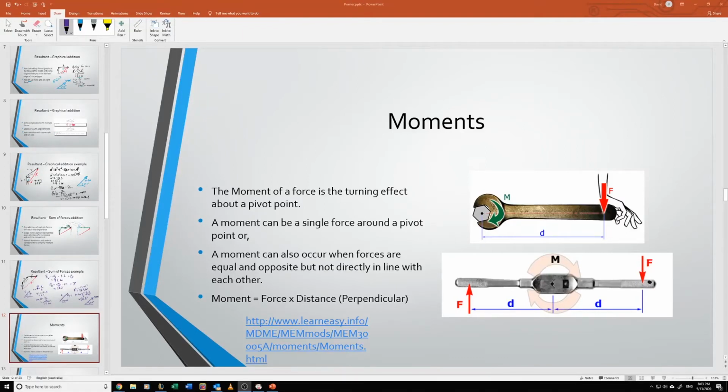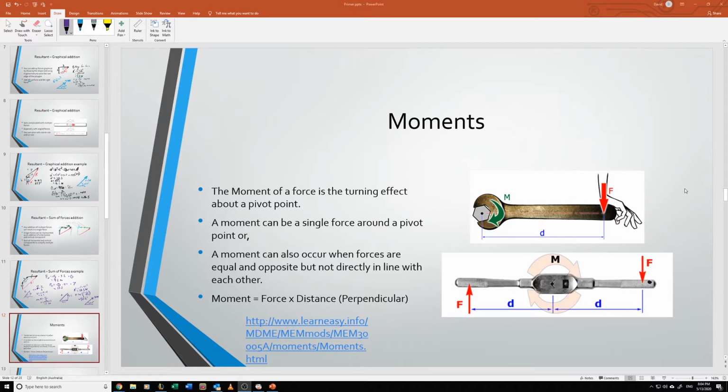Okay, next we have moments. A moment is a situation in physics and engineering where you have a force that has a turning effect around a pivot point. A moment can be a single force around a pivot point, or it can occur when you have forces in equal and opposite directions, but not in line with each other. Again, a moment is when we're dealing with stuff that's rotating.